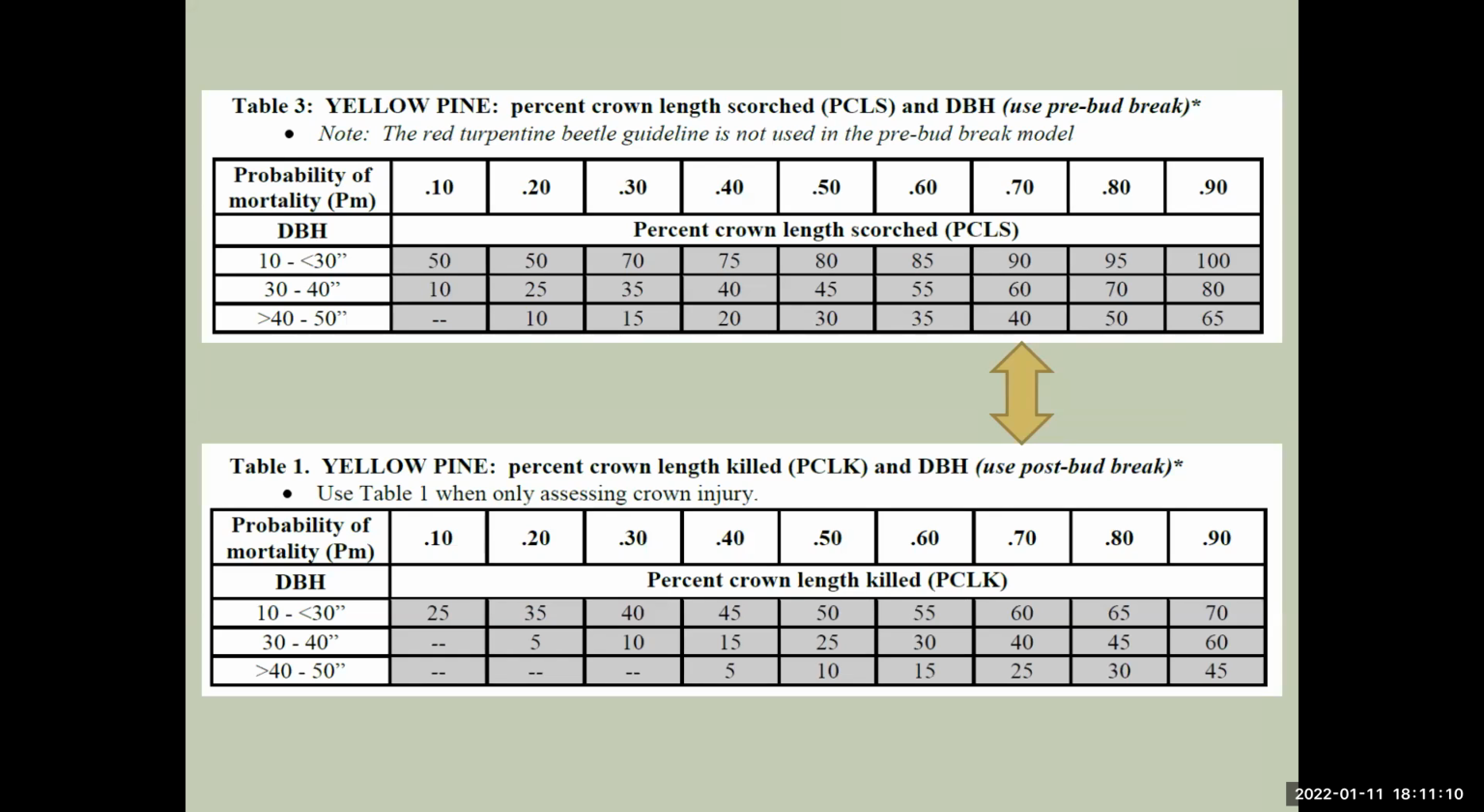So if you look up above at the 70% level, a 10 to 30 inch tree takes 90% crown length scorch to achieve that probability of mortality. And then down below in the post bud break table, we're just looking at crown kill. It would take only 60% crown kill to achieve that. And that just represents the difference between scorch and kill in the crown of a tree.